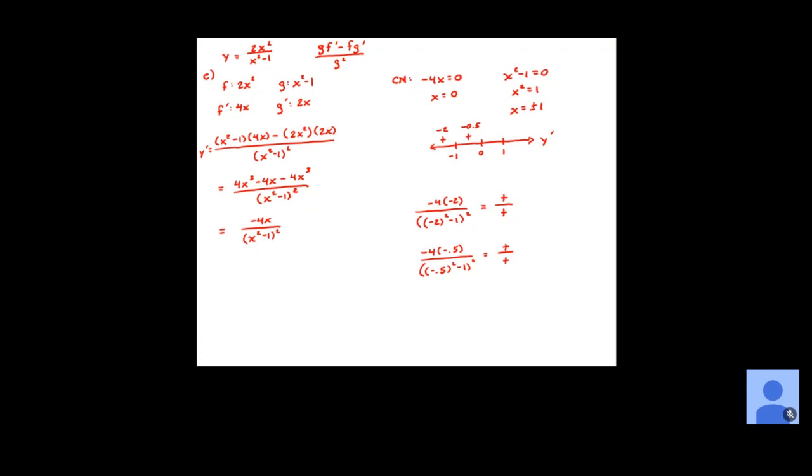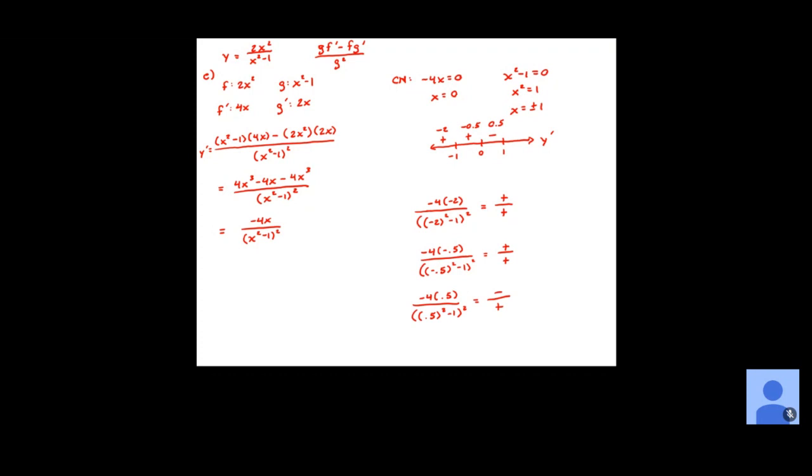All right, now we need something on the other side of 0. What can we go with there? Positive 0.5 is good. Now we have negative 4 times 0.5 over 0.5 squared minus 1 all squared. Denominator is definitely positive. Numerator is going to be what this time? Negative. Negative over positive is going to be negative. Good.